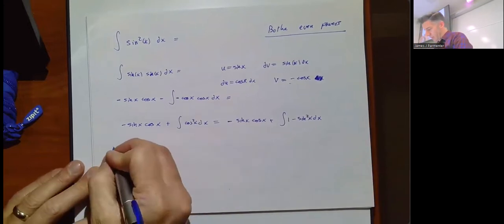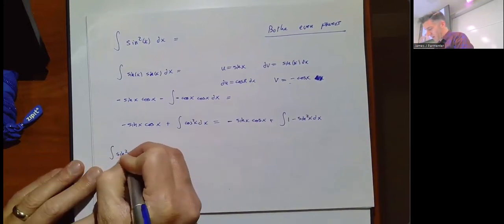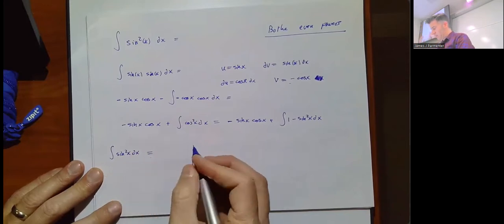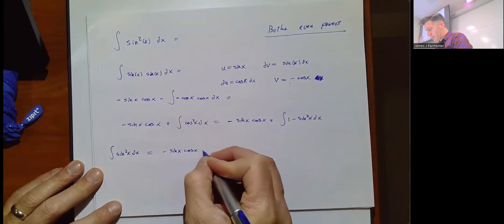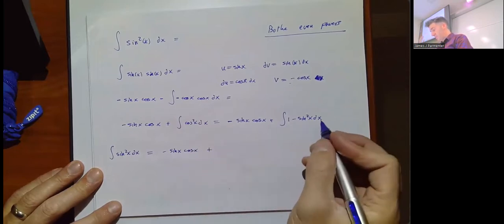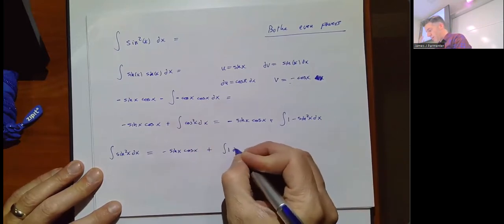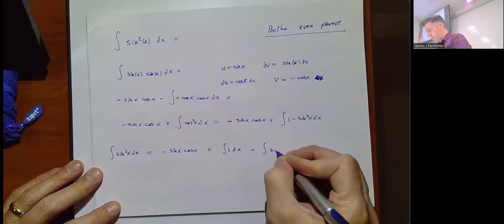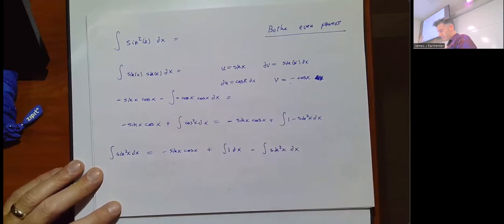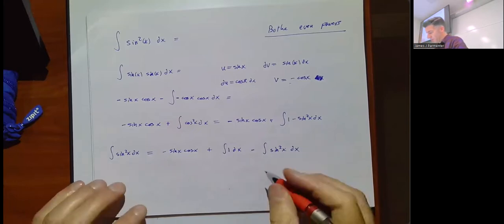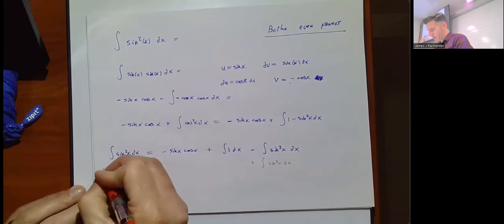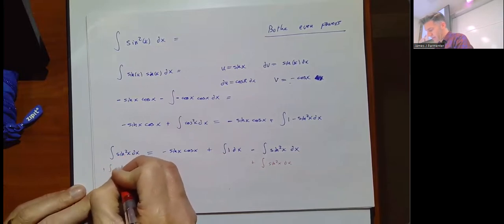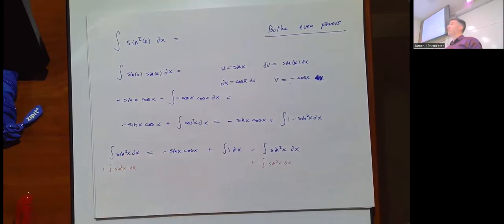So what we really have is that the integral of sine squared x on the left is equal to negative sine x cosine x plus, I'm going to break this up into two integrals, the integral of 1 minus the integral of sine squared x. I'm going to add this to both sides. This is definitely never the way I would have done this. I'll show you guys the other way in just a second, and you can make your own choice about what you think is better.